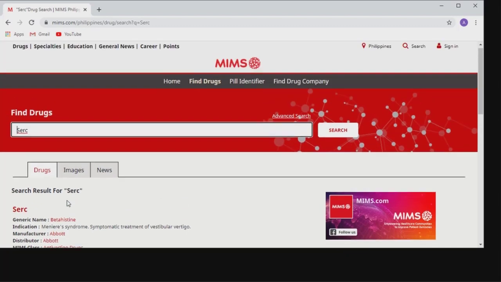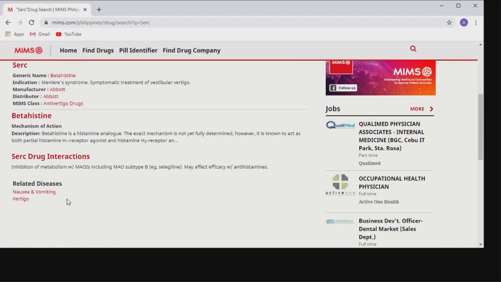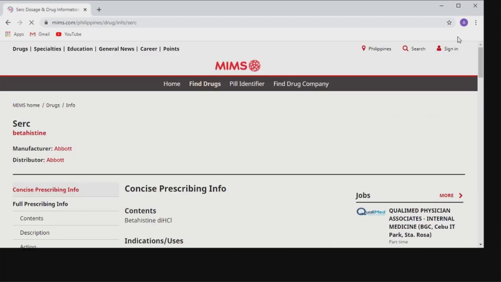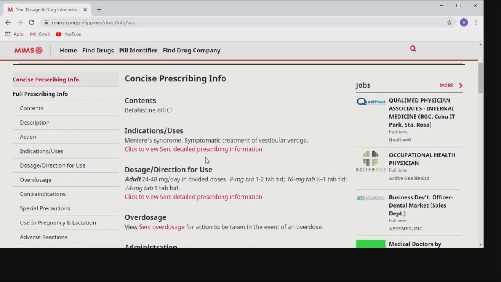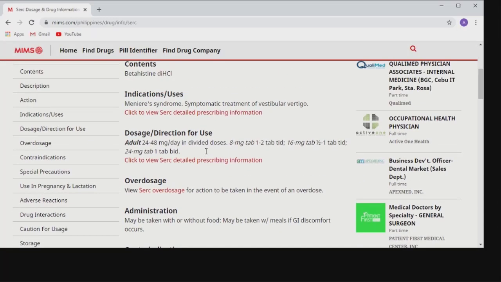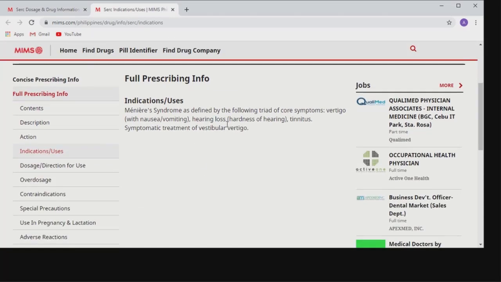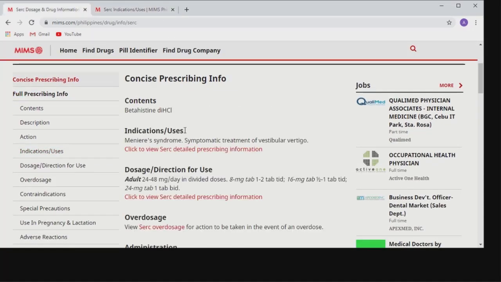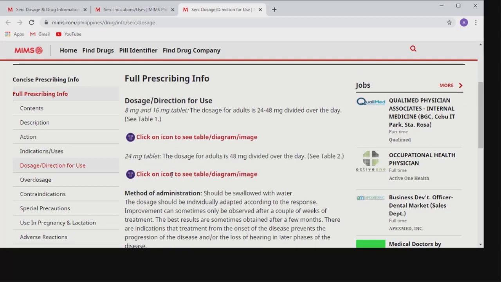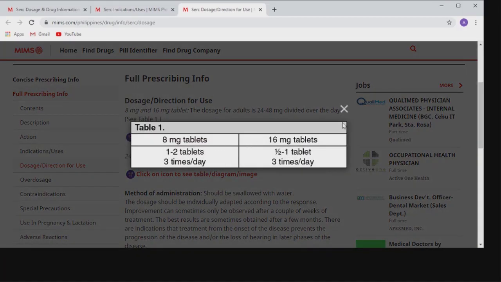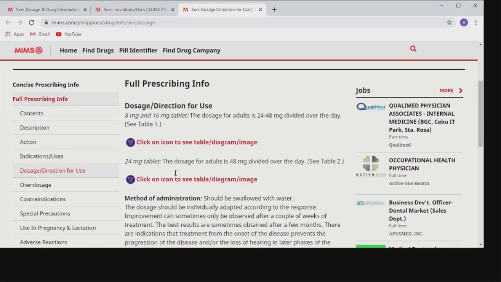Okay. So we have there the generic name, the manufacturer and distributor. We have the contents, the indications. If you click on it, the red ones will give you detailed information. For example, this one. So we have the indications and the uses, and we also have the dosage and the direction for use. Okay. So it depends on the formulation and the strength, the dosage.